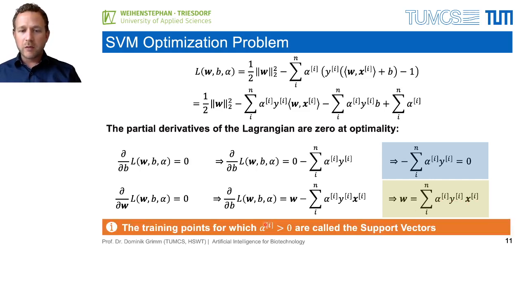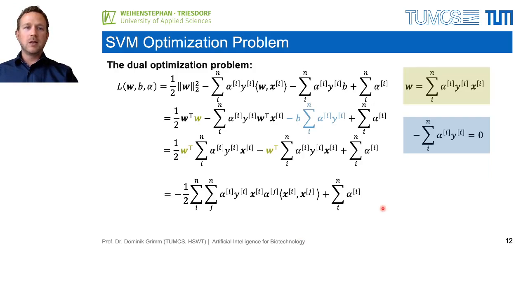So if alpha i is greater than 0, then we found a support vector. All the other points are set to 0. So we'd like to find those data points that are on the margin. So we took the partial derivatives and we found these expressions here. And what we can do now is create the dual formulation of this problem.